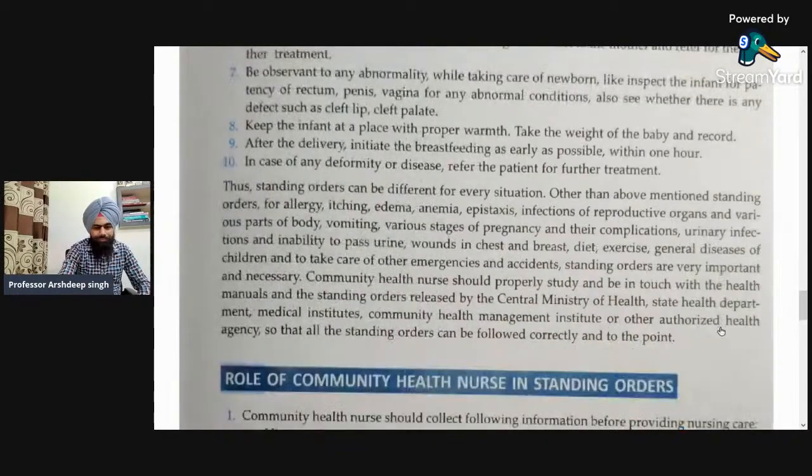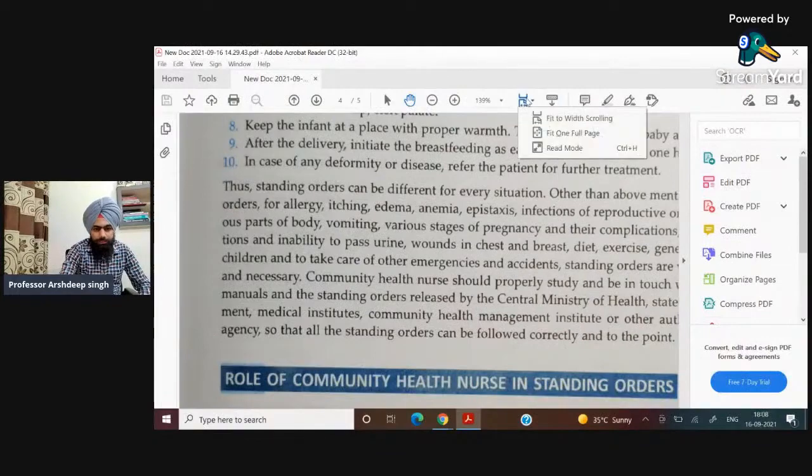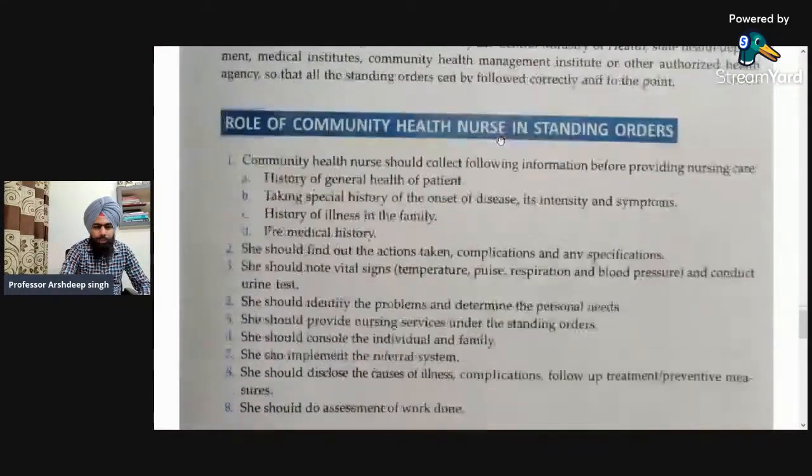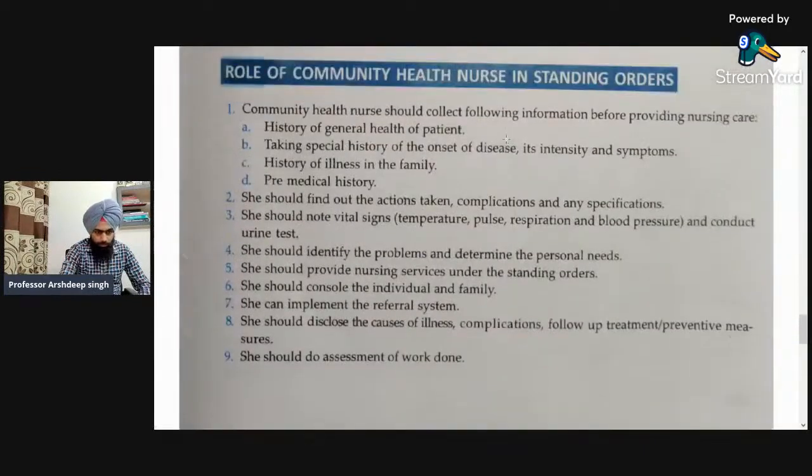Okay, the last one is the role of the community health nurse in standing orders for minor ailments. These minor ailments have to be managed by the community health nurse during her visits to different homes, because she usually gets in contact with the community members and hears these types of problems from them. So she has to manage them.